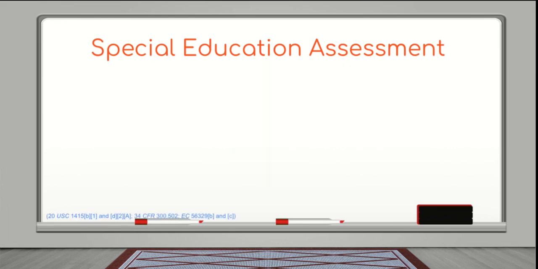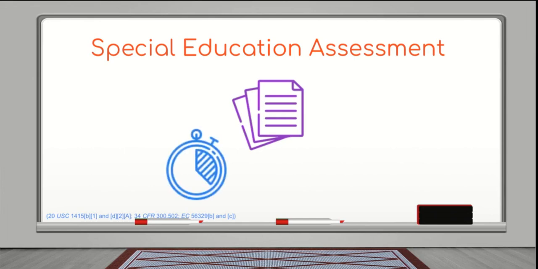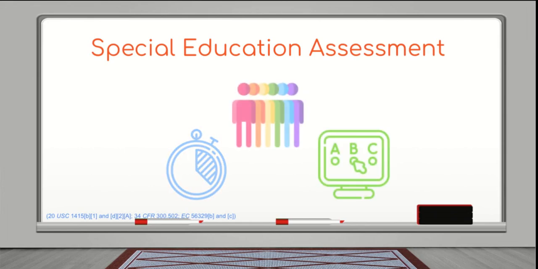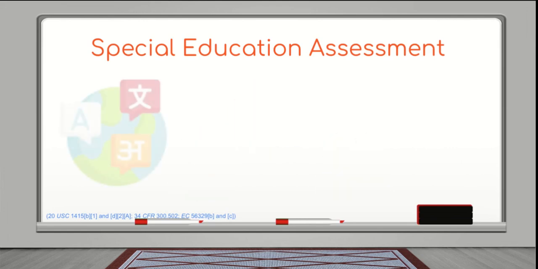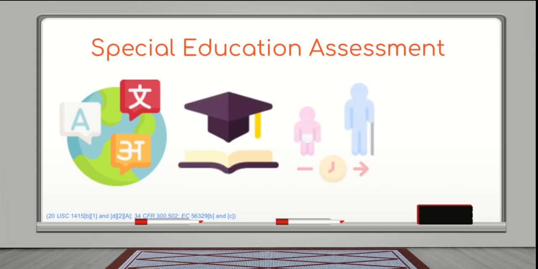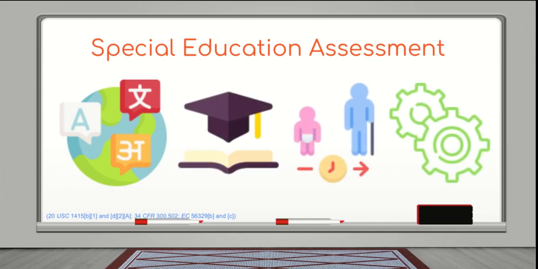Materials and procedures used for the assessments must not be racially, culturally, or sexually discriminatory. The assessment materials and tests must be provided to your child in their primary language or mode of communication, and in the form that will produce the most accurate information telling what your child knows and can do academically, developmentally, and functionally, unless it is clearly not feasible to do so. A single procedure or assessment cannot be the sole method for deciding if your child is eligible for special education services or for forming their FAPE.